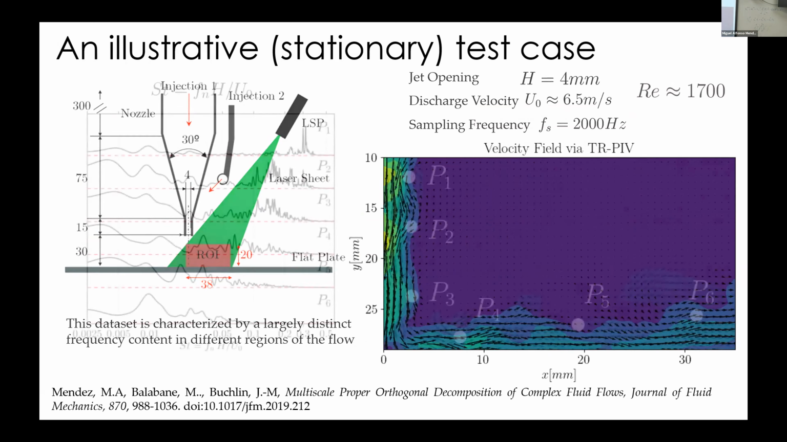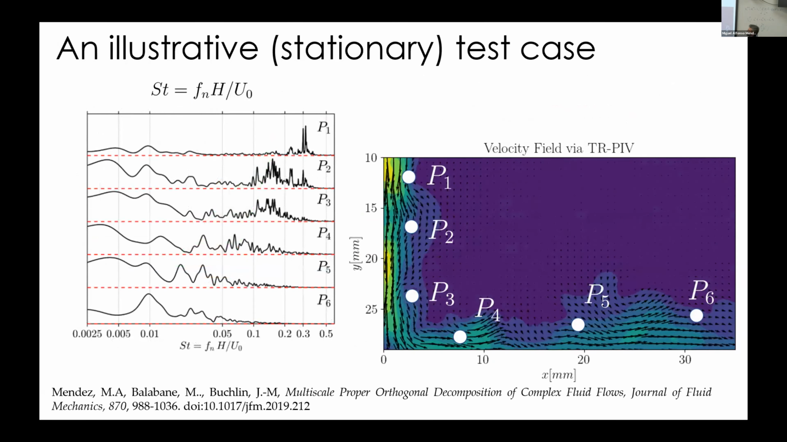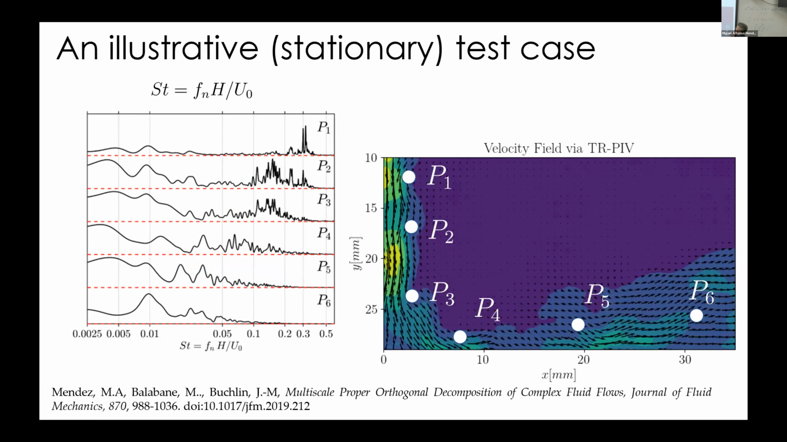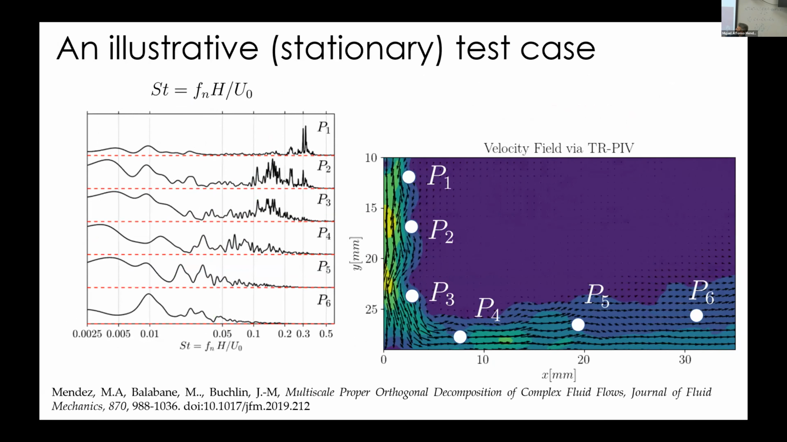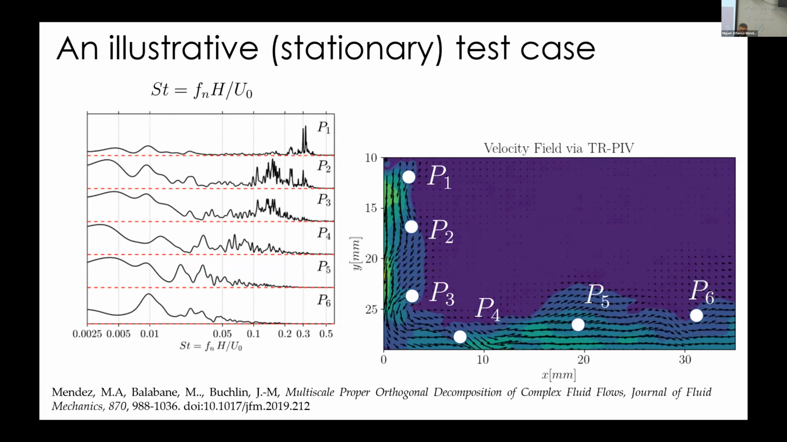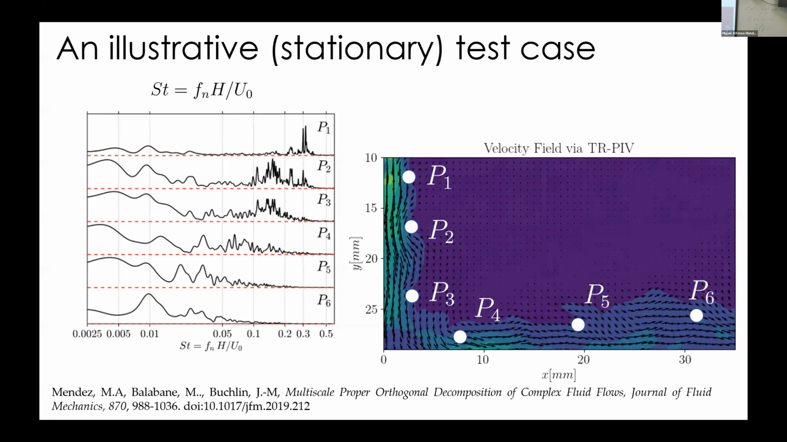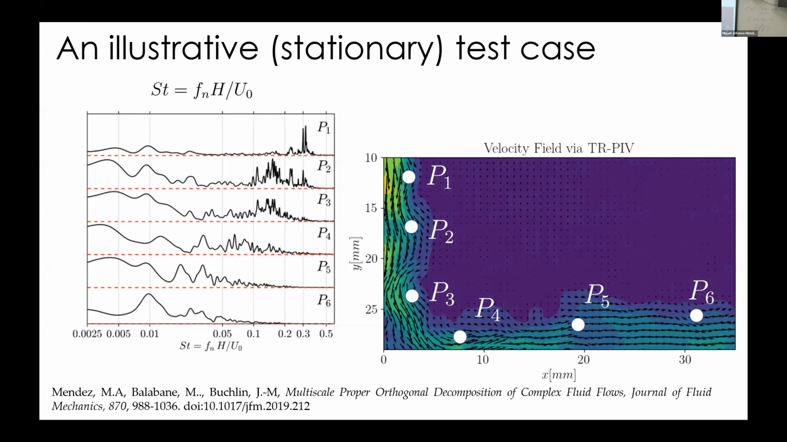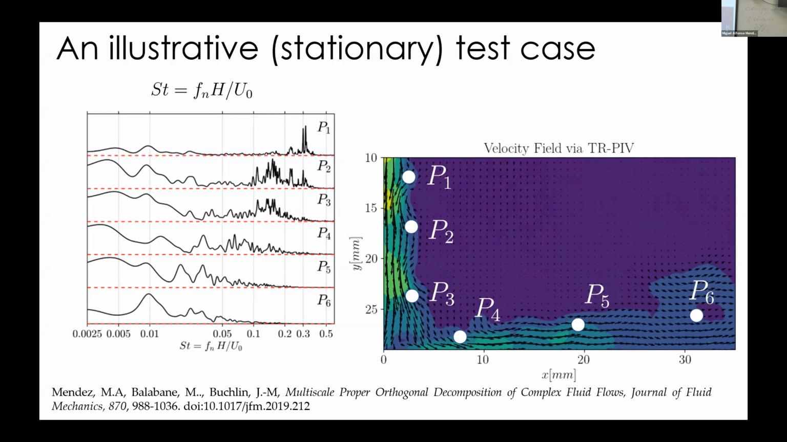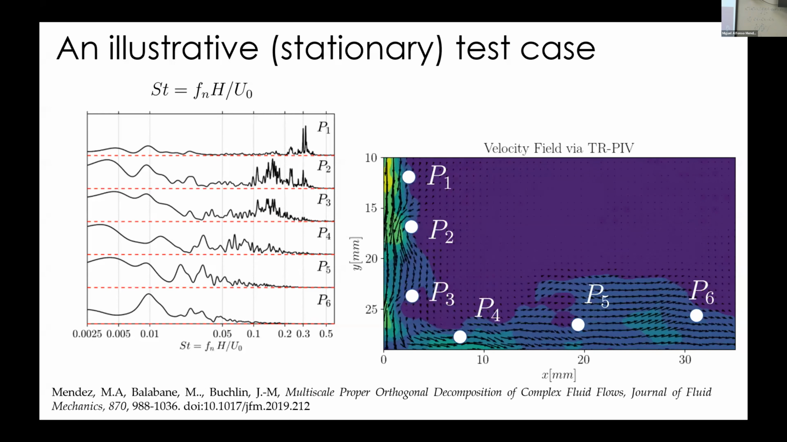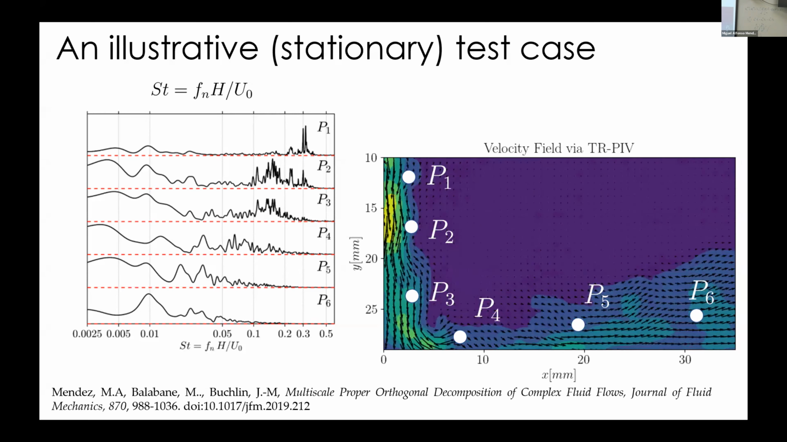But what I'm going to say is that if you look at the frequency content of this data set, here I'm placing 6 probes, and in these 6 probes, I'm looking at the spectra in dimensionless form, so in the form of a Strouhal number. What you see is that, so the nozzle is somewhere here on the top, okay? So in P1, you have a strong leading frequency of 0.3. This is the classic Kelvin-Helmholtz instability.